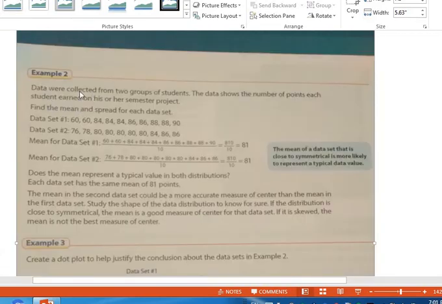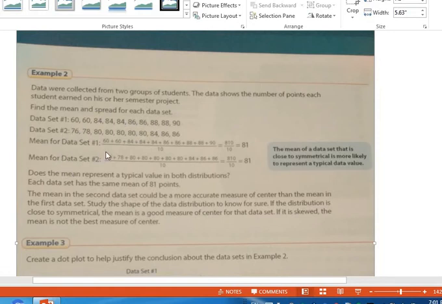Example 2. Data were collected from 2 groups of students. The data shows the number of points each student earned on his or her semester project. Find the mean and spread for each data set. So data set 1, data set 2, I have here the numbers and the data collected.